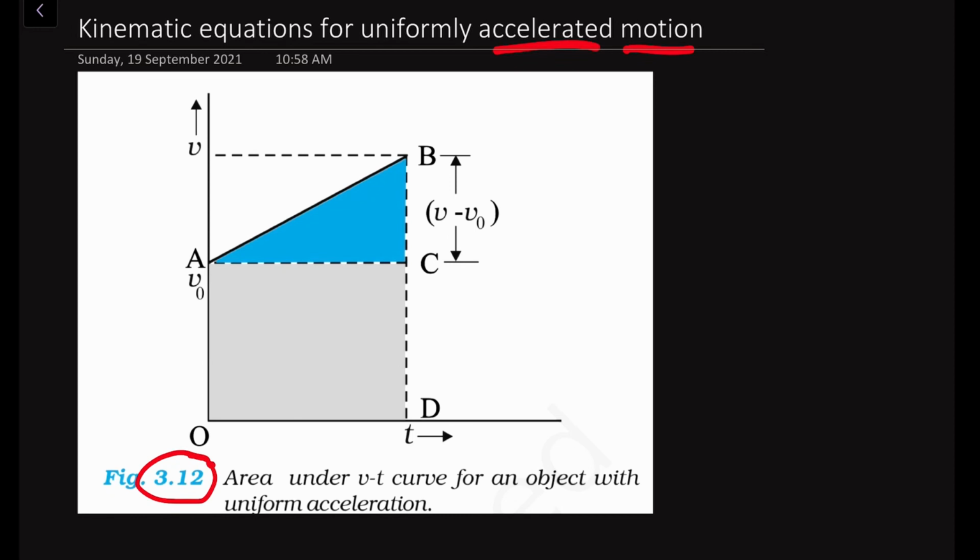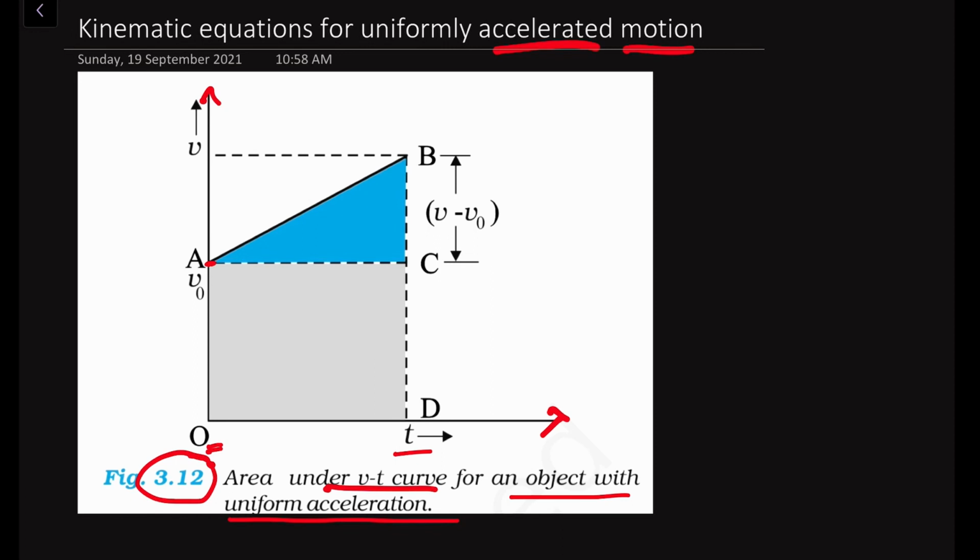In this figure it is given the area under the v-t curve for an object with uniform acceleration. You can see here on the y-axis this is v, the velocity, and along the x-axis this is t, the time. At position O we have time t equal to 0 and the velocity was v0, at this point A. So the initial velocity was v0.